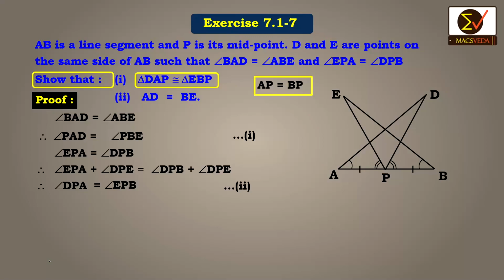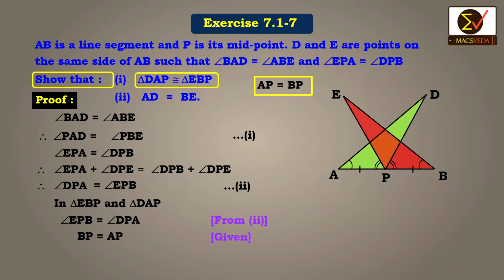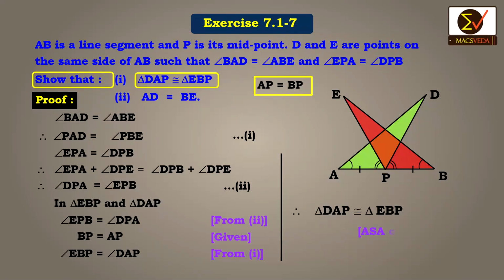Now, in the two triangles, triangle EBP and triangle DAP, we have angle EPB is equal to angle DPA. Just now we proved. BP is equal to AP, because P is the midpoint of line segment AB, given. Now angle PAD is equal to angle PBE. That is also proved. So from these three, we understand that triangle DAP is congruent to triangle EBP by ASA criterion, angle side angle criterion.